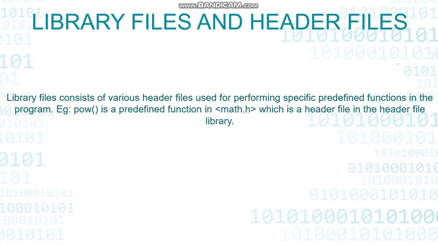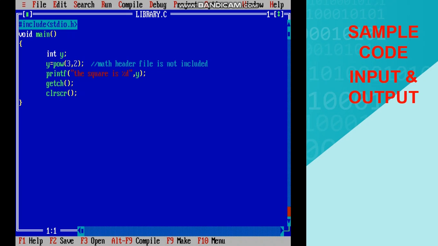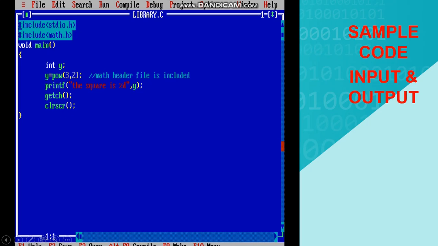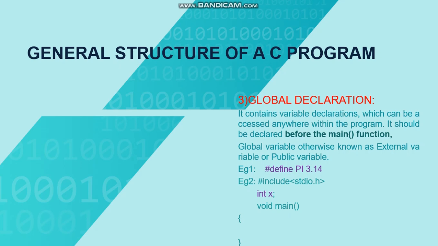Now let us look at an example. Before going into the example, library files and header files. Library files consist of various header files used for performing some predefined functions in the code. For example, the power function is a predefined function in the math.h header file. If the code is written without including the math header file, we will get a domain error and wrong output. In the second case, the math header file is included, that is hash include math.h, so the square is 9, which is correct.